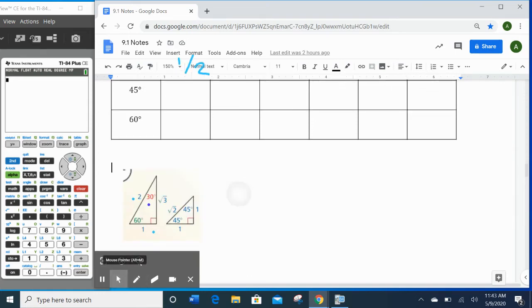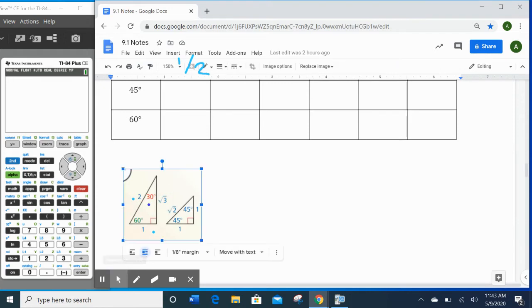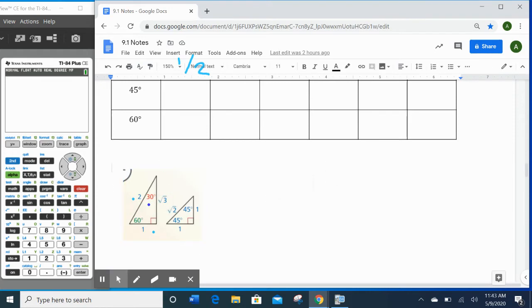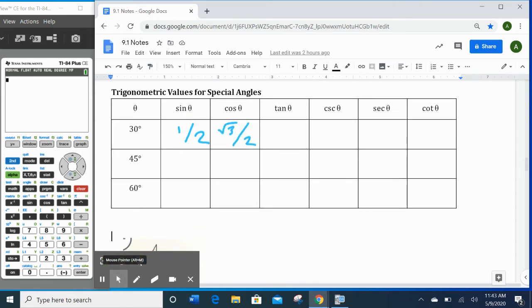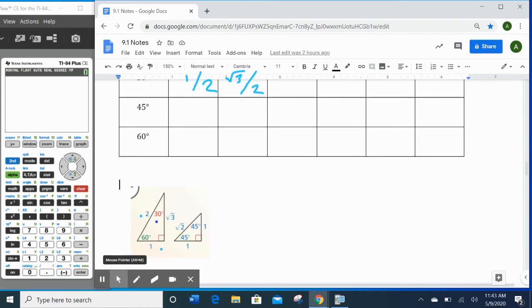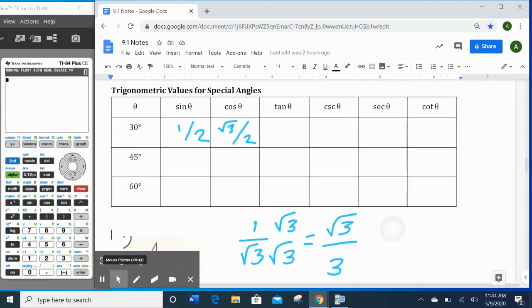The cosine is the adjacent over the hypotenuse, so √3 over 2. The tangent is the opposite over the adjacent, so it's 1 over √3. So I'm actually going to rationalize the denominator before I write it in the box. 1 times √3 is √3. √3 times √3 is 3. So the tangent of 30 degrees is √3 over 3.